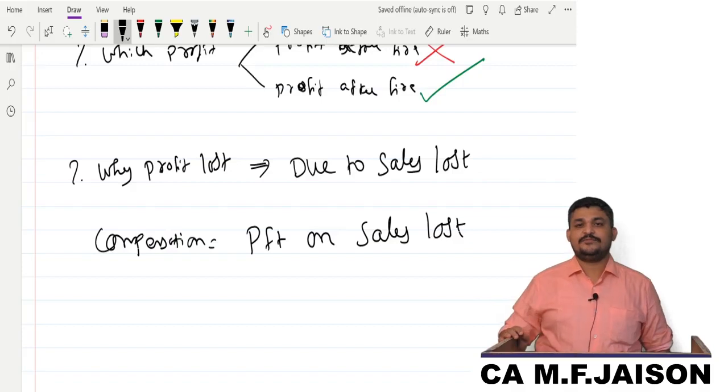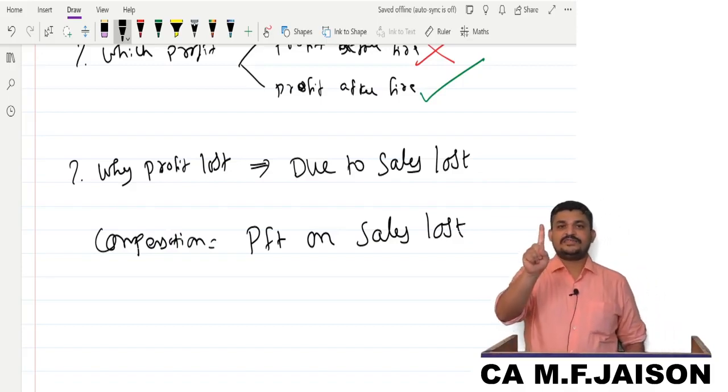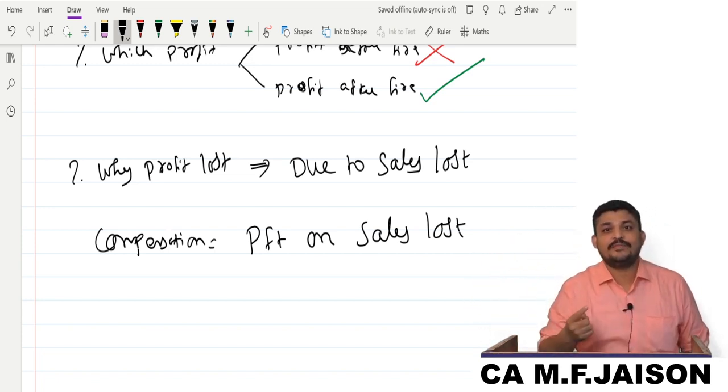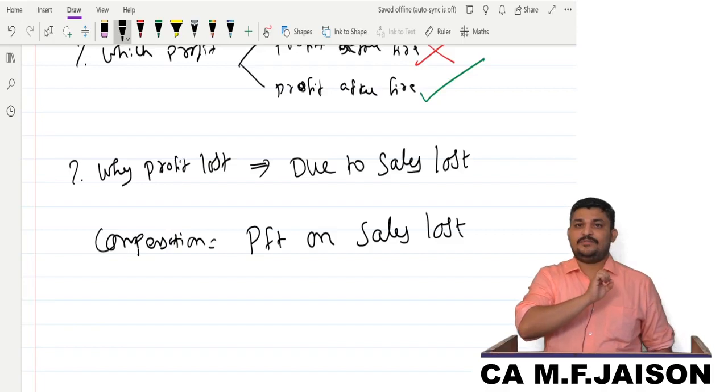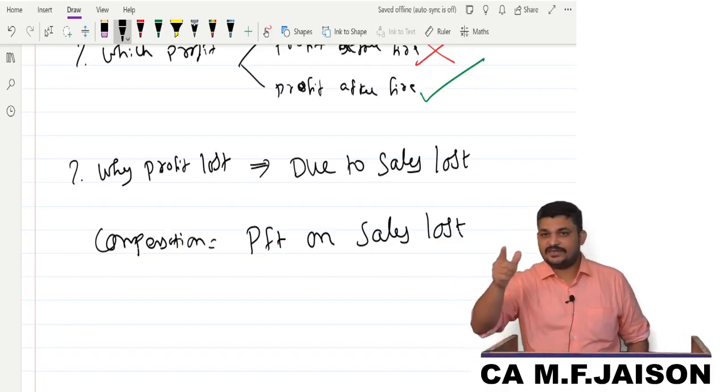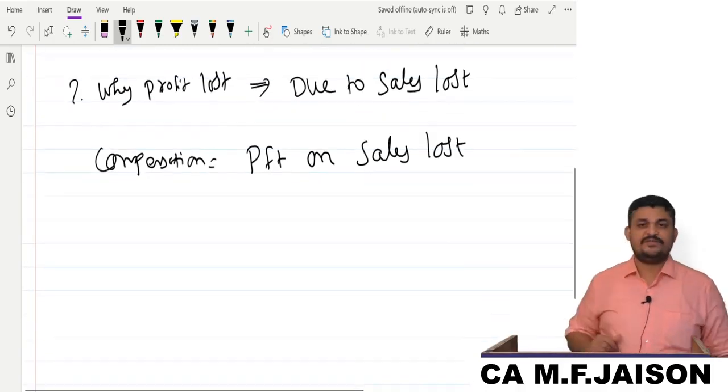So there are two computations now. What is the sales lost, and what is the profit on that sales lost? Sales they will not compensate. What do they compensate? Profit only they will compensate. The profit lost on sales lost is how you should understand it, proceeding further.